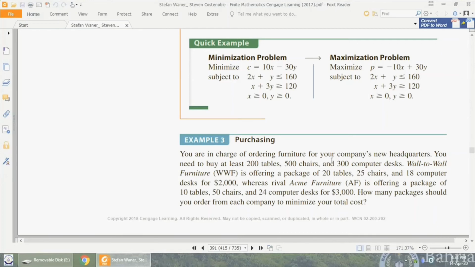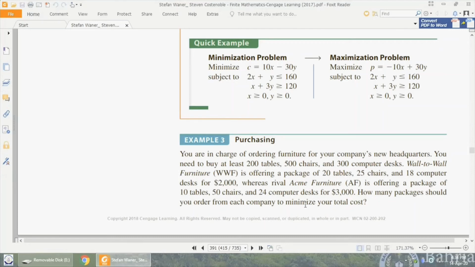And then we have 25x, which is 25 chairs, and 50y. So it's going to be 25x plus 50y greater than or equal to 500. Then we have computers, so again it's going to be 18x plus 24y greater than or equal to 300 computer desks. And then again we have the objective function along with the constraints.